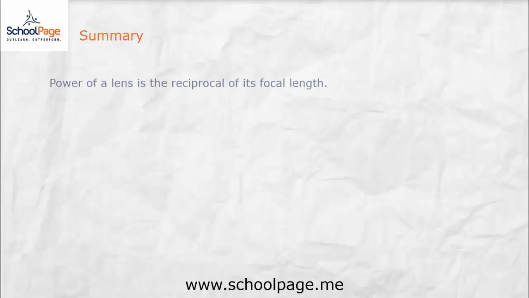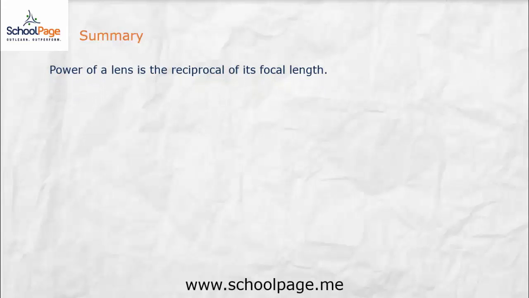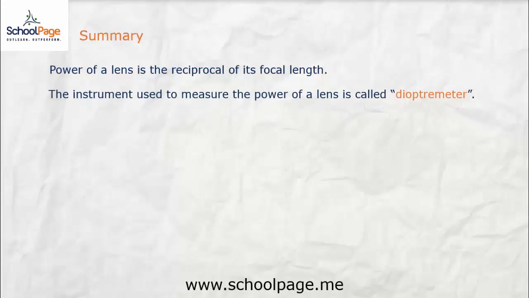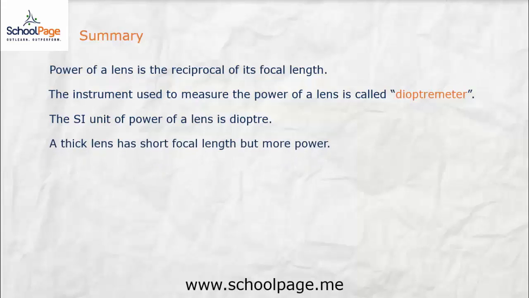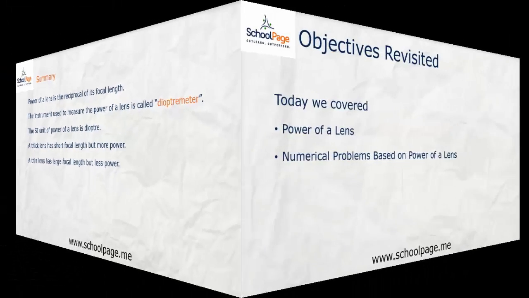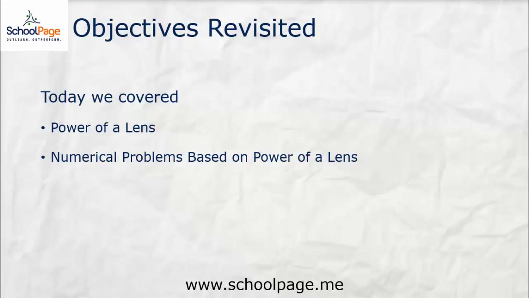Let us quickly summarize what we have learnt in this video. The power of a lens is the reciprocal of its focal length. The instrument used to measure the power of a lens is called Diopter Meter. The SI unit of power of a lens is diopter. A thick lens has short focal length but more power, whereas a thin lens has large focal length but less power. After watching this video, you should have understood the power of a lens and some numerical problems based on power of a lens.